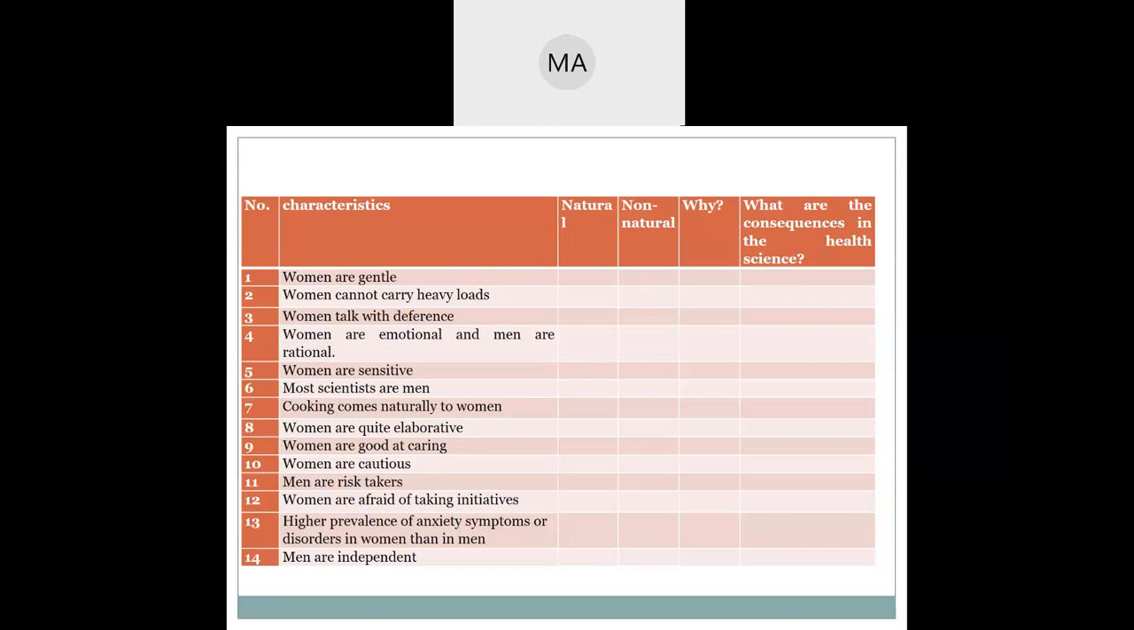So these are some, and to keep our time, women are good at caring. Why not men? If we give this responsibility to a man, they can be more caring than women. So if you observe nowadays, children are probably more likely to love their dad than their mom. So that difference comes from the caring.